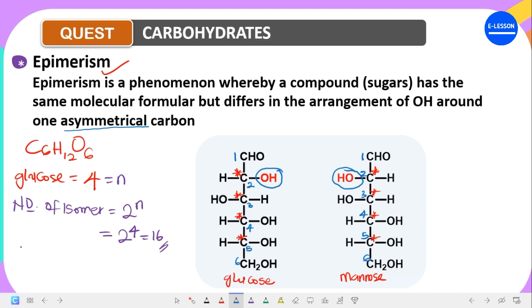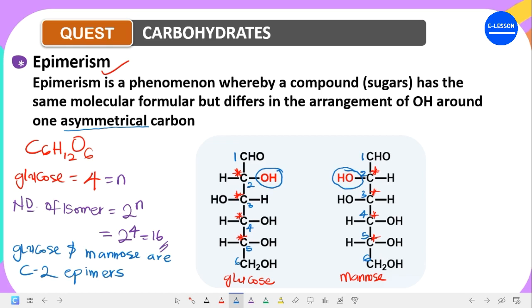So you can come here and say glucose and mannose are C2 epimers. When you say C2 epimers, it means carbon number 2 epimers. So that is what epimerism is.